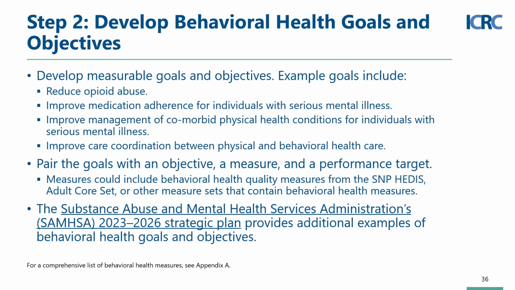After identifying behavioral health quality improvement opportunities, states can develop quality goals and objectives that aim to improve plan and/or statewide performance. As Maddie mentioned earlier, goals are high-level aims designed to provide direction, while objectives are specific, measurable steps that often include performance measures.